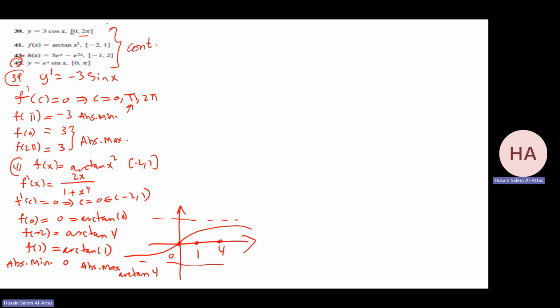Okay. Now we'll go to 43, which is with the exponential. I need h of x, which is continuous. h prime will be 5e^x minus 2e^(2x). And that can take e^x as a common factor. The remaining is 5 minus 2e^x.